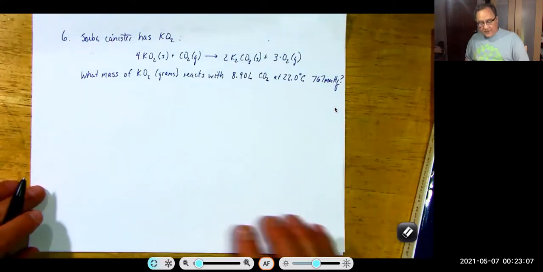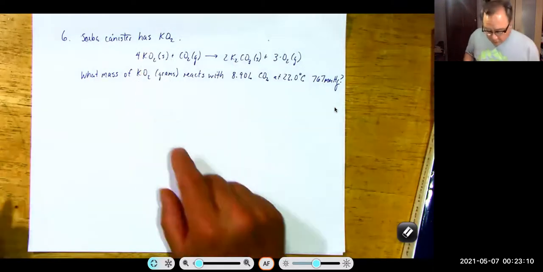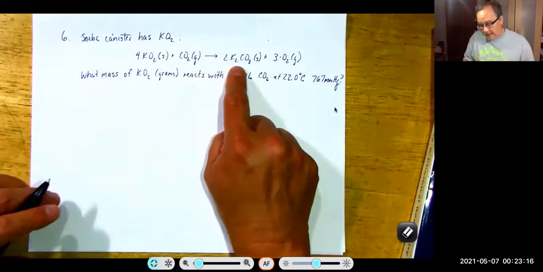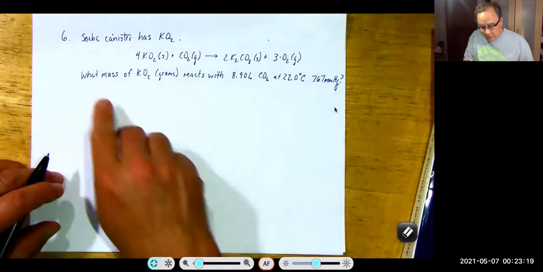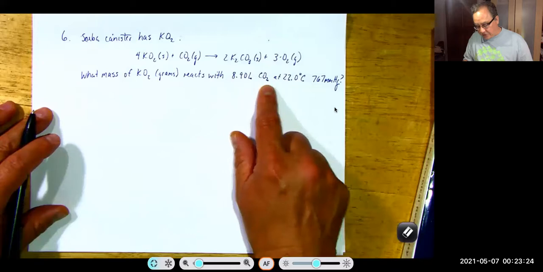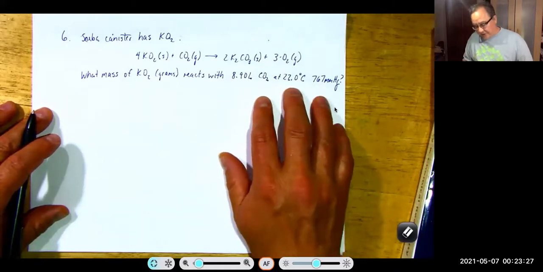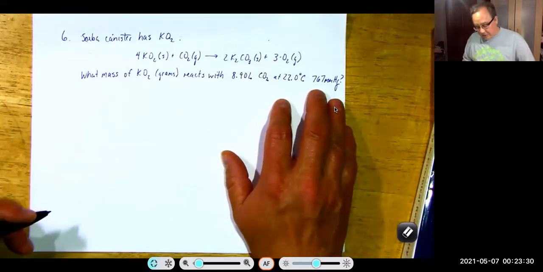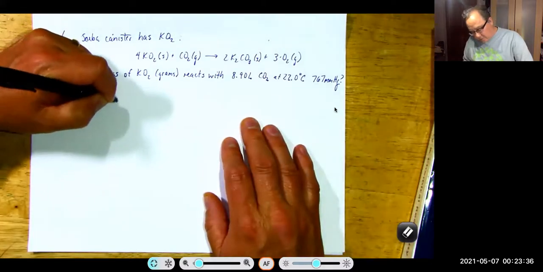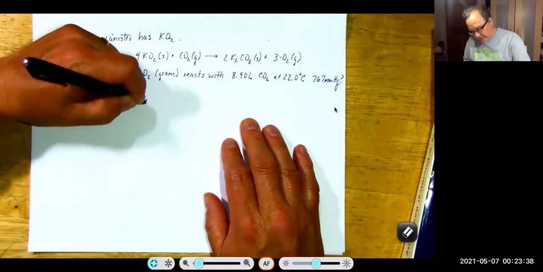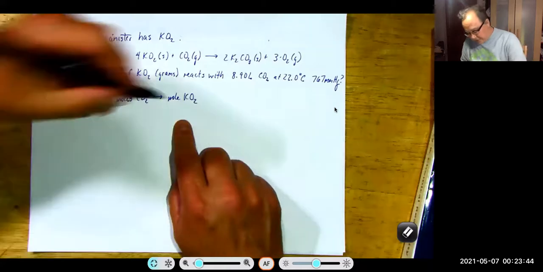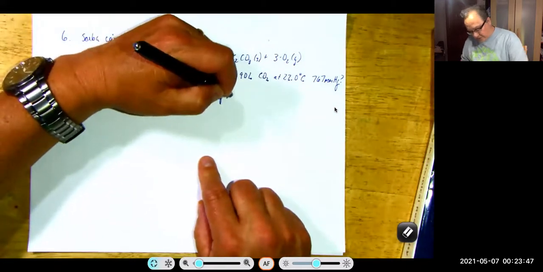Number 6, a scuba canister has potassium superoxide, and it reacts like this with CO2 to make potassium carbonate and more oxygen. So what mass of potassium superoxide reacts with 8.90 liters of CO2 at 22 degrees Celsius at 767 millimeters of mercury? The first thing I'm going to do is solve for moles of CO2. Then I'm going to use that to solve for moles of the superoxide. Then I'm going to use that to solve for the grams of the superoxide.